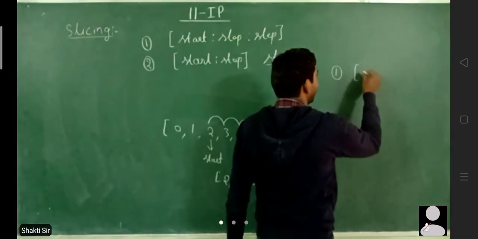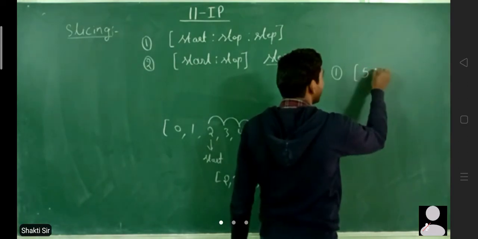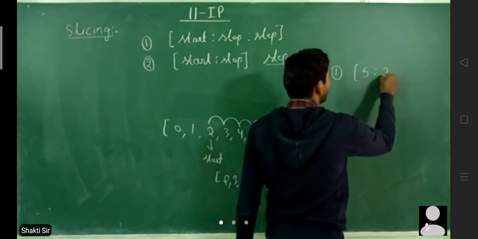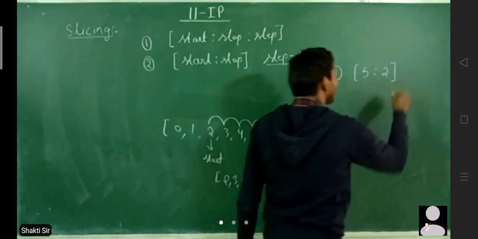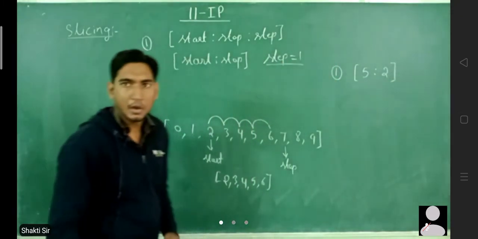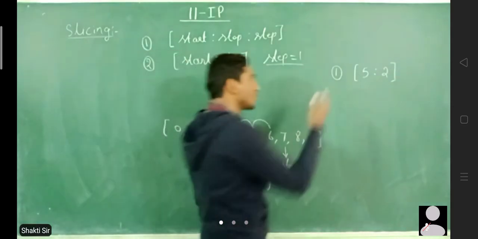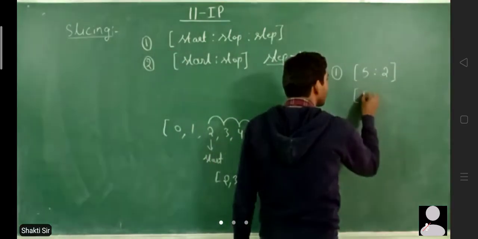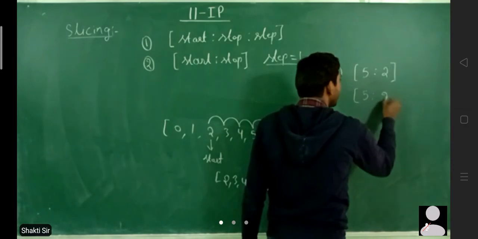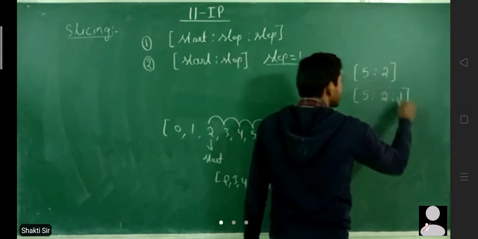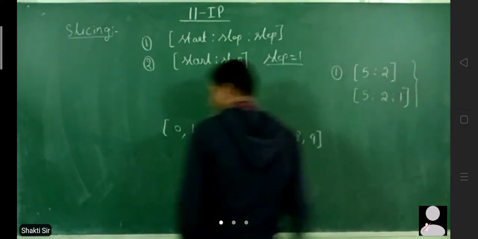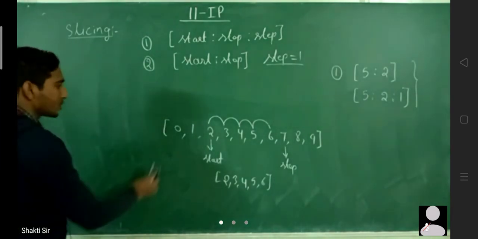Suppose if I write like this, 5 colon 2, then what will be the answer? So basically this is the same as 5 colon 2 colon 1. So both of these are the same thing. Now let us see what will be the output.